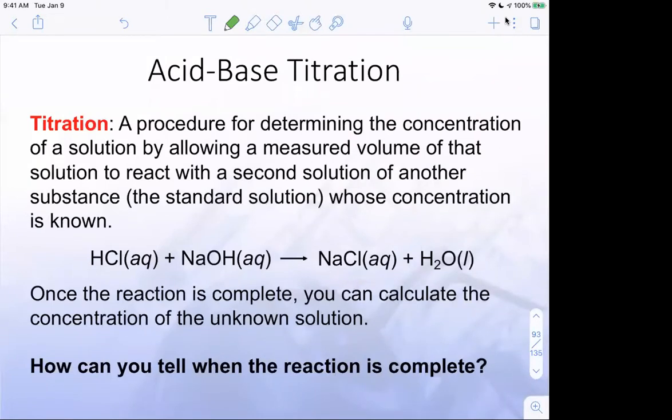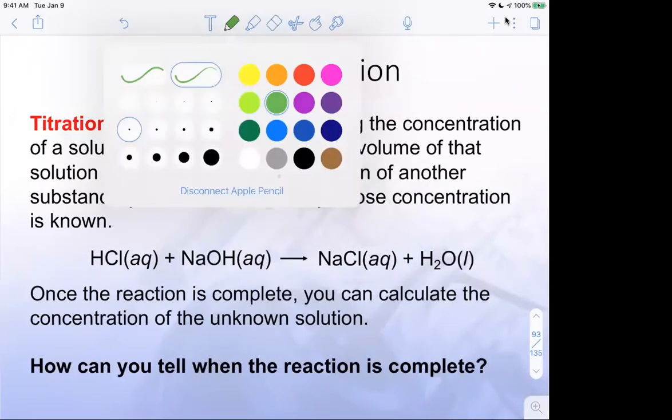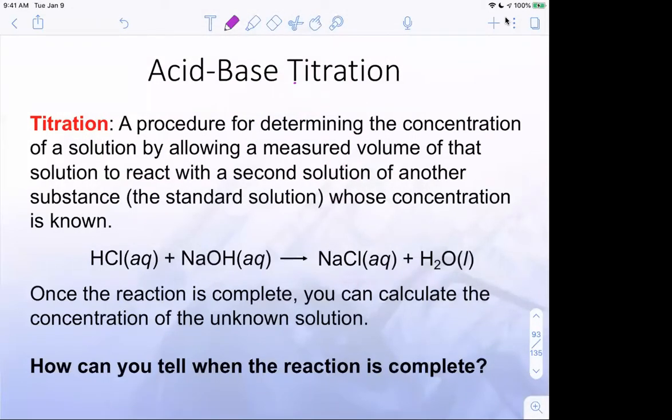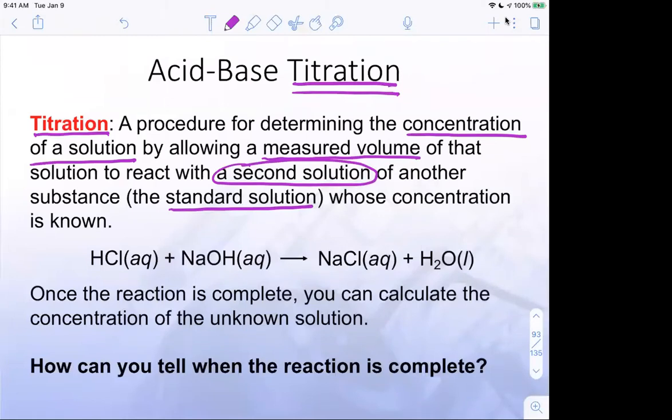Now, we're going to quickly cover titration. Titration is a technique that's really important in a chemistry lab because it's an analytical technique. It is a procedure to determine the concentration of a solution. So this is an unknown. I'm going to allow a measured volume of that solution to react with a second solution of some other substance. This is called the standard solution. And this substance has a concentration that is known.